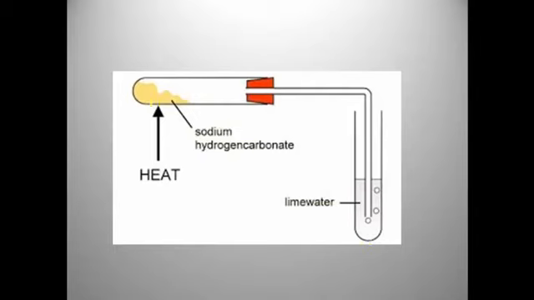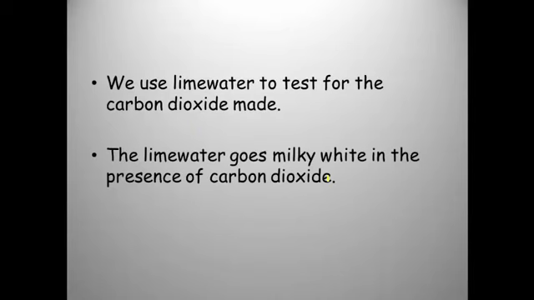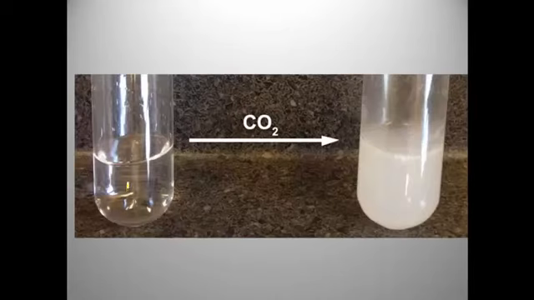So there you've got the baking powder, or sodium hydrogen carbonate. And the lime water test for the CO2 that's going to be given off, and you can see that there, there, and there. So we use lime water to test for it. It goes milky white, like I've just told you. So when CO2 is added to this lime water, that's the cloudy white that it goes.